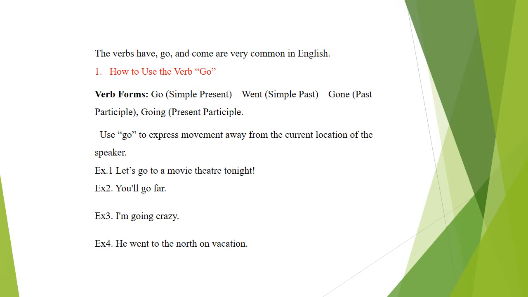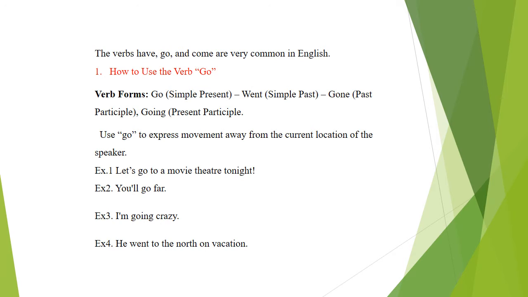The first verb, go. Number one, how to use the verb go. The form of the verb go: the simple present is go, the simple past is went, the past participle is gone, and the present participle is going. So, the form of the verb go is go in simple present, went in simple past, gone in past participle, and going in present participle, continuous form.